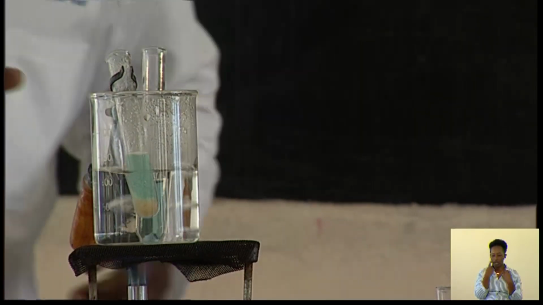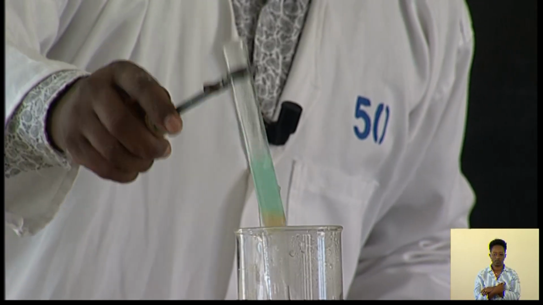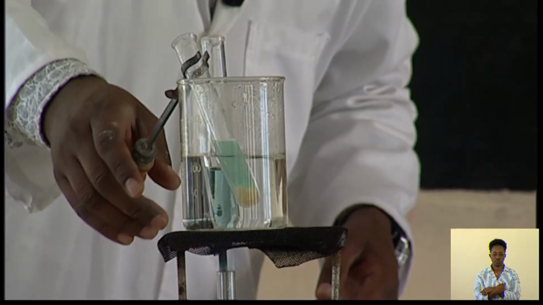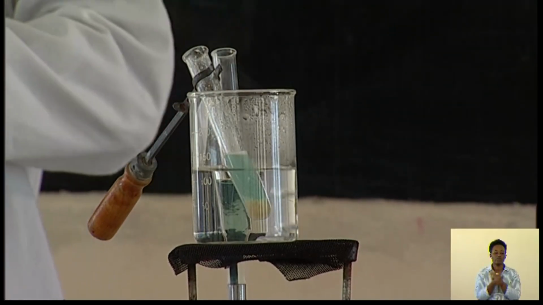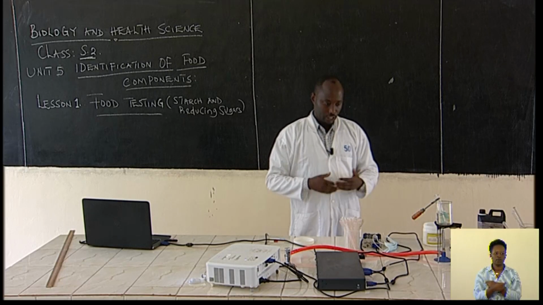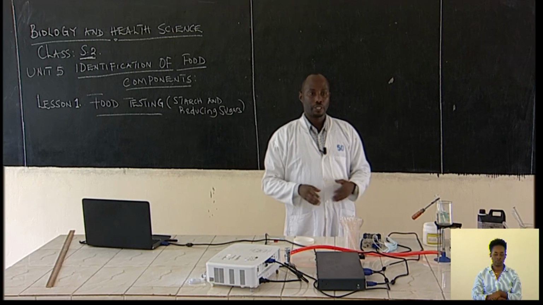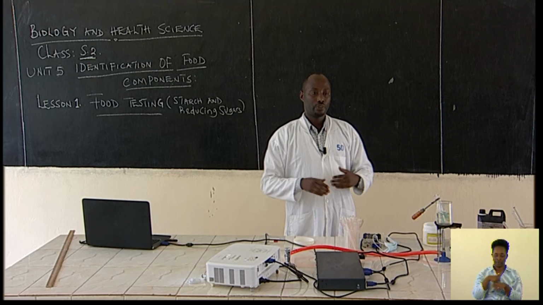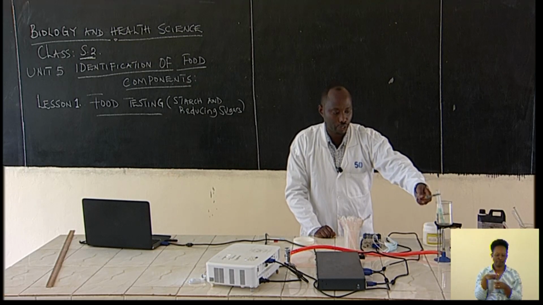Color changing is very important. That is the important thing, to see the color changing, changing from one color to another color. That will show you that the food contains the presence of reducing sugars.